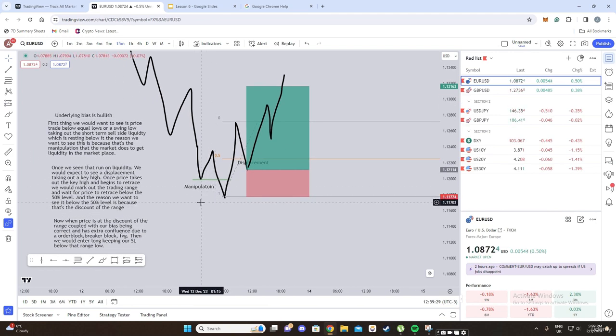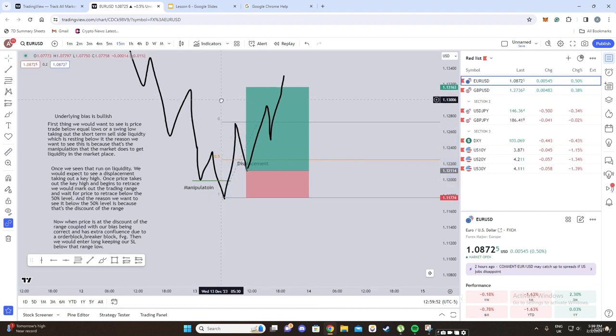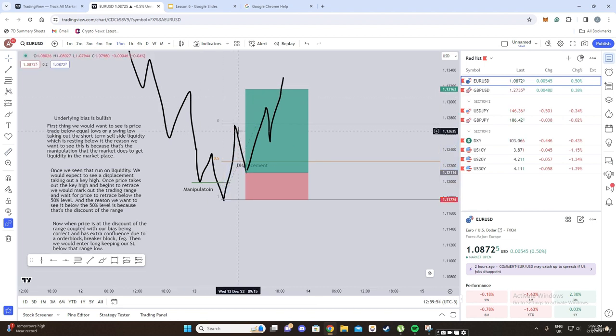First thing you need to understand is your bias, making sure that you are in line with the bias. Then once you're in line with the bias, you would go to maybe the 15-minute time frame and look for a run on the sell side liquidity, because that's our manipulation. That's how the market is getting money into the marketplace. After the manipulation, you want to see a displacement, giving us our bullish shift in market structure and confirming that our bias is correct.